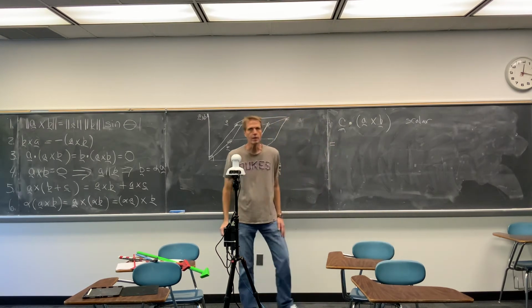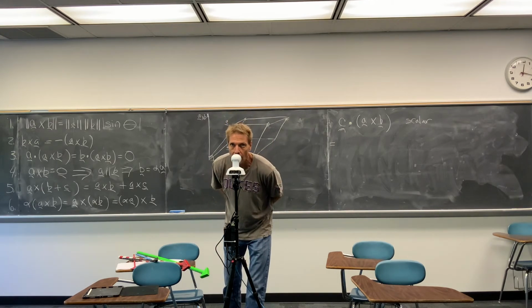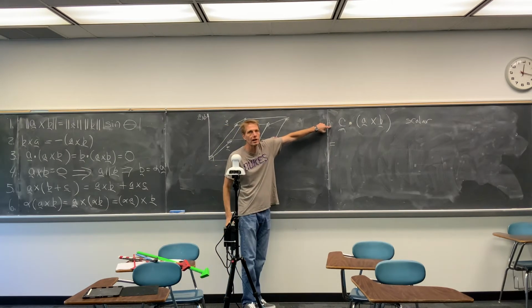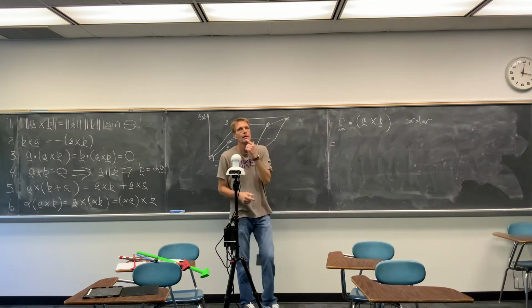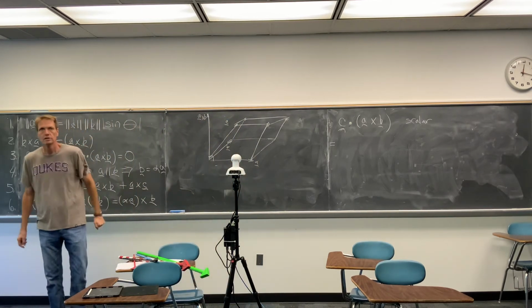Okay, now get ready to weep, because I'm going to ask you to do something. Using the law of cosines, the result we had from the law of cosines, give me another expression that would be equivalent to C dot A cross B.